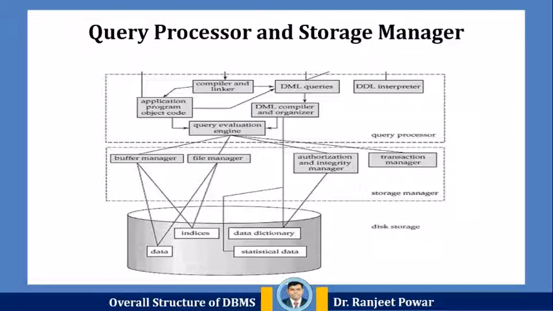A query can usually be translated into any of a number of alternative evaluation plans that all give the same results. The DML compiler also performs query optimization, that is, it picks the lowest cost evaluation plan from among the alternatives. The next one is the query evaluation engine, which executes low-level instructions generated by the DML compiler and generates instructions for the storage manager.